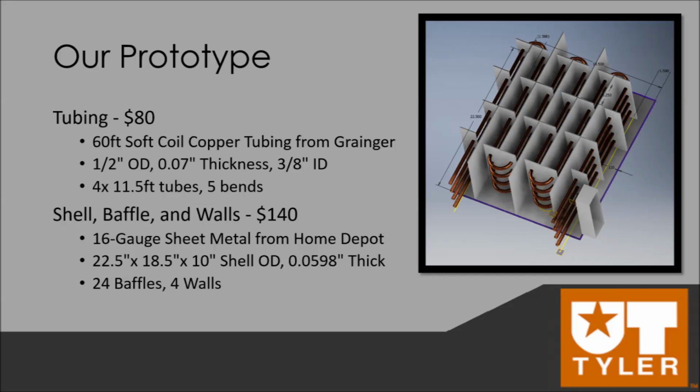Our shell design had to be a strong material that would not only hold up the weight of the copper, but insulate the temperatures inside. 16-gauge sheet metal was chosen from Home Depot and was purchased due to its properties and ability to be easily cut and welded, for about $140. The shell would be shaped rectangular with a length of 22.5 inches, a width of 18.5, and a height of 10 inches. The baffles and wall would also use the same materials for the sake of simplicity, as they are more than enough to hold the pipes up as well as keep the air from moving from side to side.